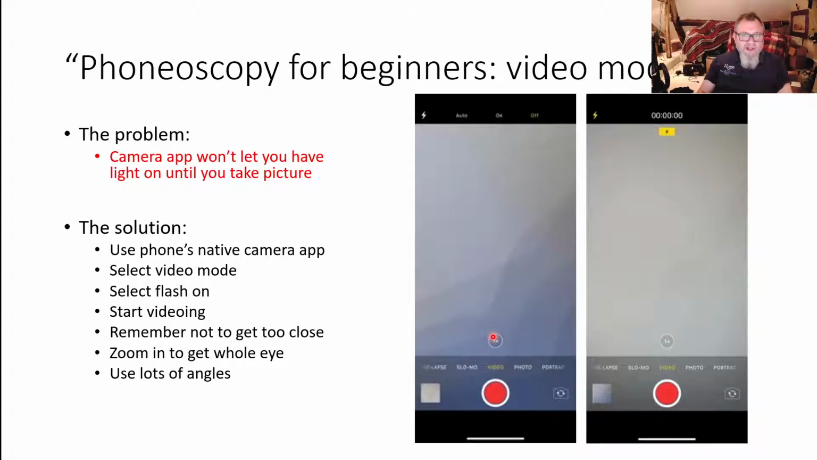So how do you start off? Well, the easiest way to start is to use video mode. The problem that you have with your normal camera app is that most camera apps won't let you have the light on until you take the photograph. So you can put the flash on, but it's only when you actually hit the button that the flash goes off, which doesn't help us to examine, actually identify the lesion. However, if you put your phone into video mode and turn your light on, when you start recording, you'll get your light on at the same time as you're recording your image.